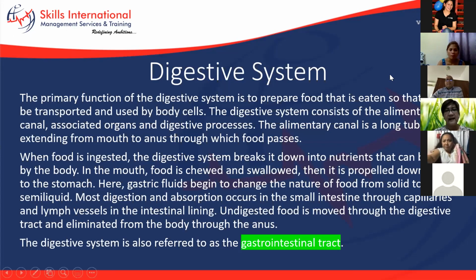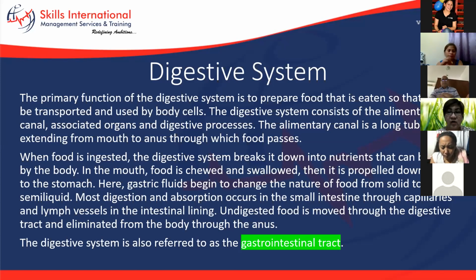We'll go with the digestive system. The primary function of the digestive system is to prepare food that is eaten so that it may be transported and used by body cells. So ito yung primary function ng digestive system. Nagpe-prepare siya ng food to be eaten through the mouth, okay? And it will go transported by the body cells.